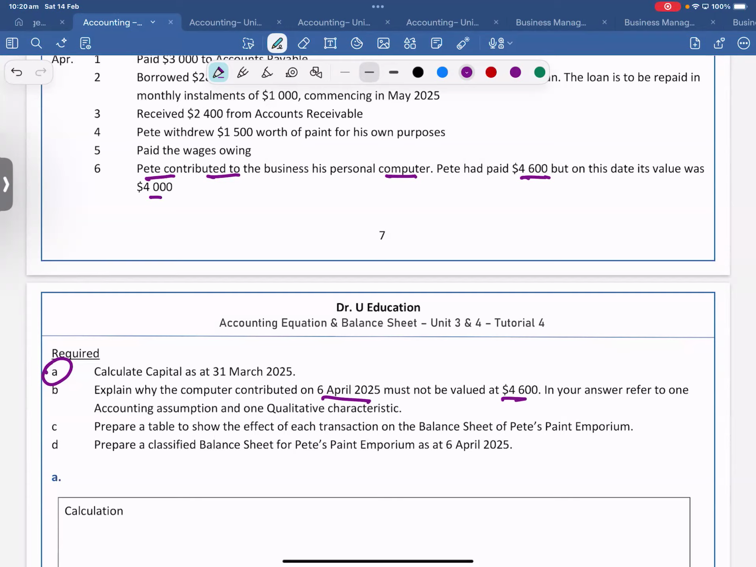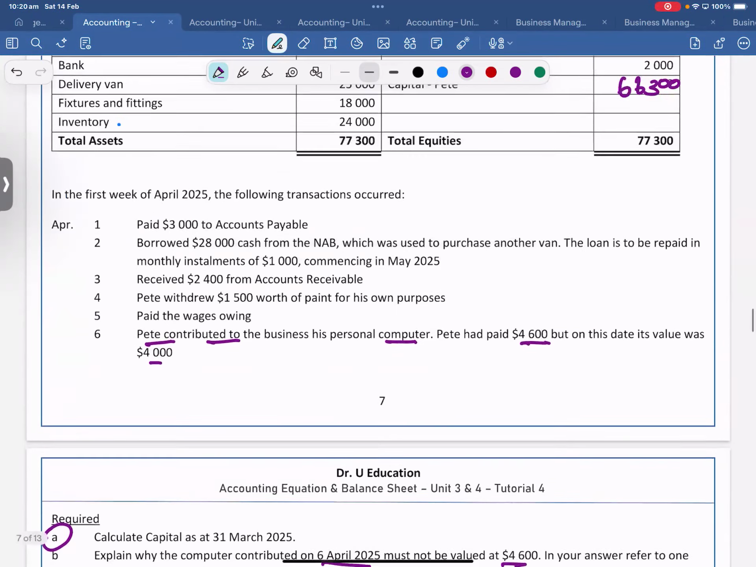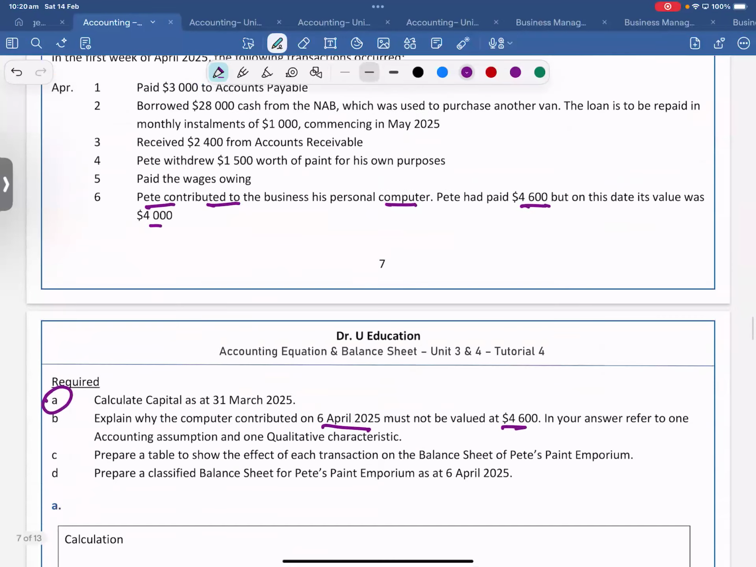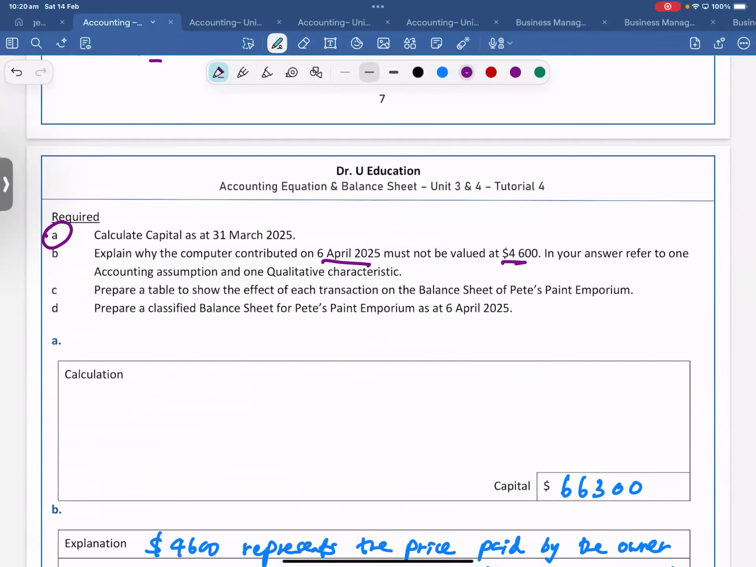Okay. Then, the other thing is this. Part C. Prepare a table to show the effect of each transaction on the balance sheet. Okay. The same thing that we did in the previous question. So we have to do that one. And have a look at the last one. Prepare the classified balance sheet for him as of 6th April. Okay. Right.